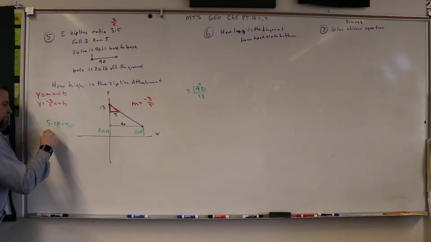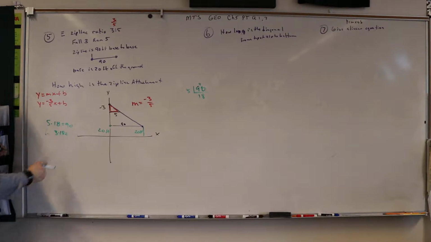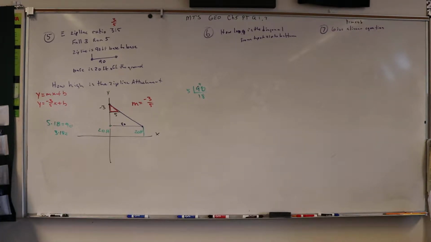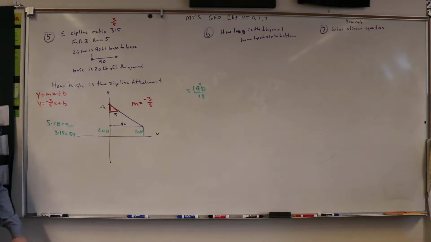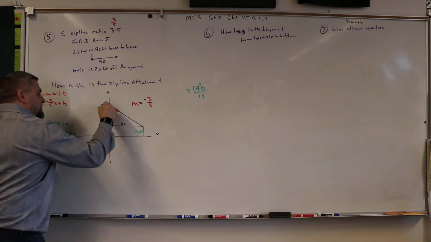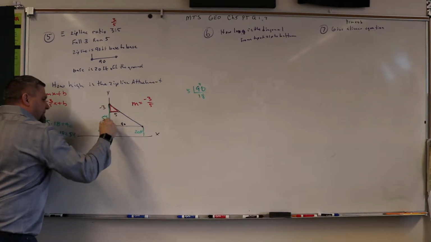Then what would 5 times 3 be? 15. Wait, actually, I mean 3 times 18. Right? Okay. Not bad. And what would 3 times 18 be? Hold on. So 30 plus 24, good, is 54. Okay? So that means this piece right here is 54.